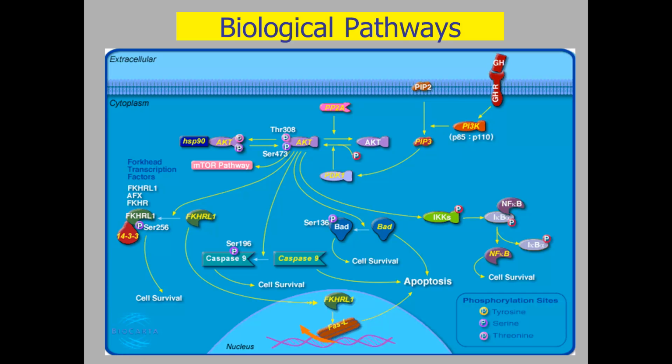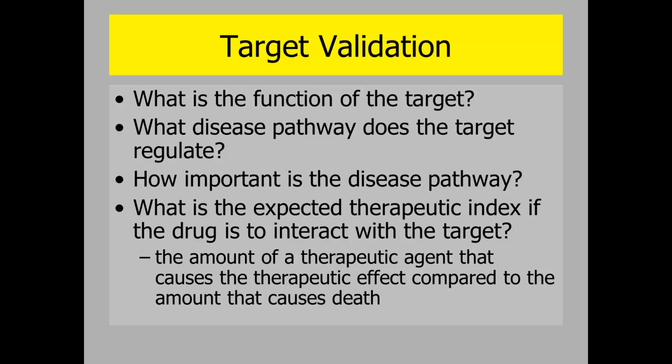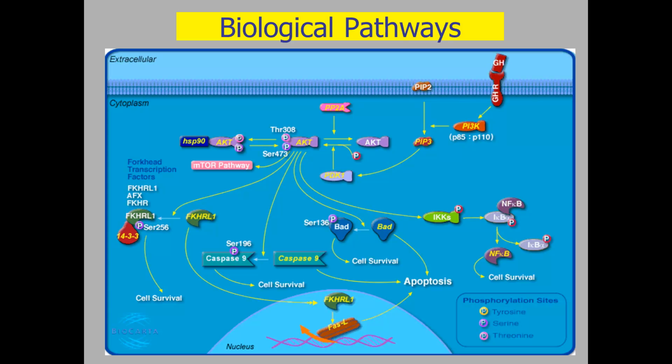So if you had a cell that you wanted to drive towards apoptosis, if you could find a way to dephosphorylate this serine 136, that would be potentially a good pathway to interfere with. So once you've selected a target, you really need to figure out what the function of the target is and what disease pathway the target regulates, because some of these targets are used in a lot of different cell types.